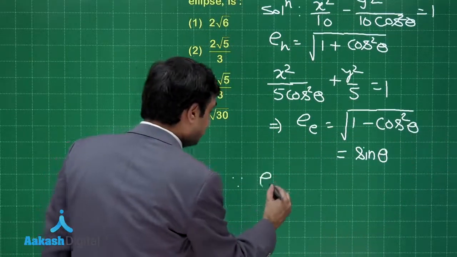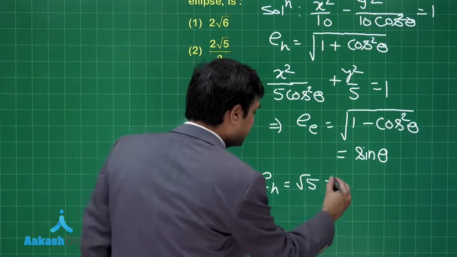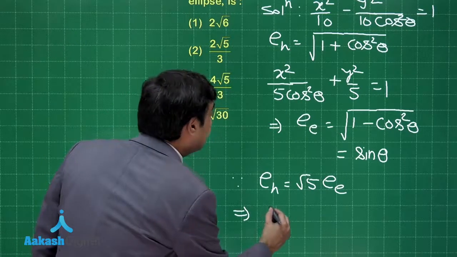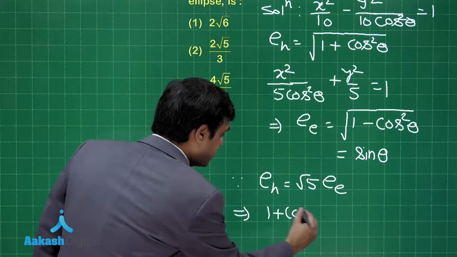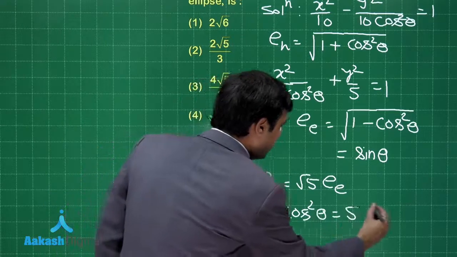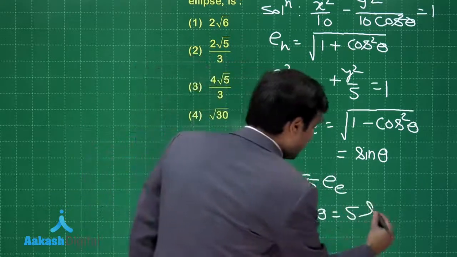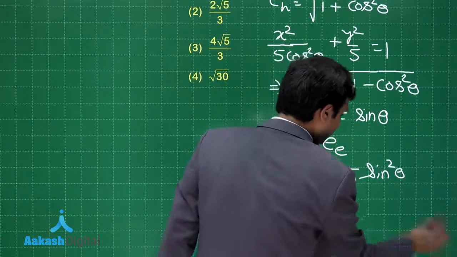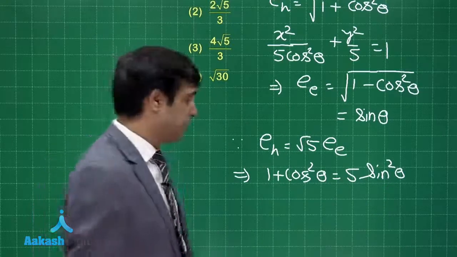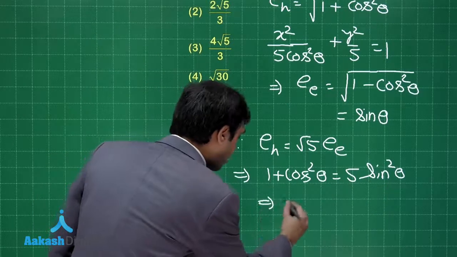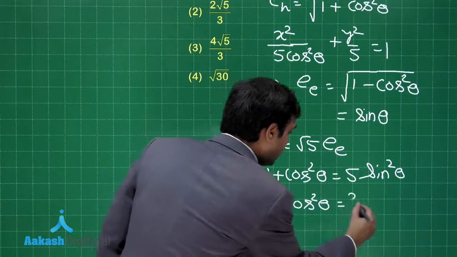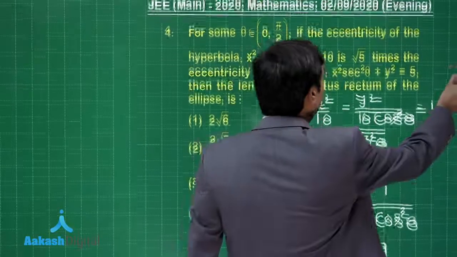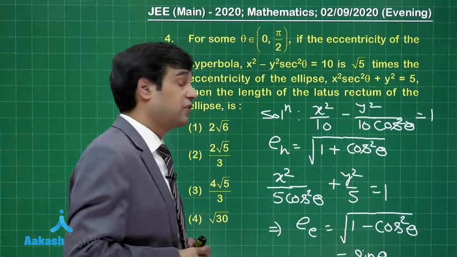Since eccentricity of hyperbola is root 5 times eccentricity of ellipse, that means just square up, you get eccentricity of hyperbola means 1 plus cos square theta is equal to 5 times sine square theta. Question is involving term of cosine, so we can rechange this sine square theta as 1 minus cos square theta. So we are getting finally cos square theta is equal to 2 by 3. This is clear. Now what the question is talking about? They are asking for length of latus rectum of the ellipse.